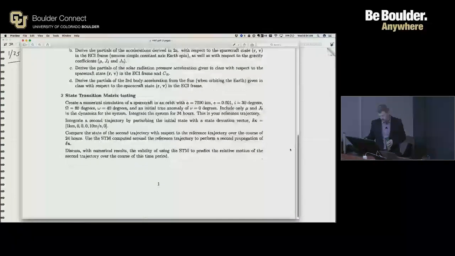Then the third problem, here you're going to start doing a little numerical testing. So basically, I give you some orbit elements for an orbit. You're going to simulate this orbit using just mu and J2. So it's pretty simple dynamics, right? Not Keplerian, but pretty close, right? Just integrate this system for 24 hours. This is your reference trajectory, okay? And then we're going to look at the dynamics around that reference trajectory.